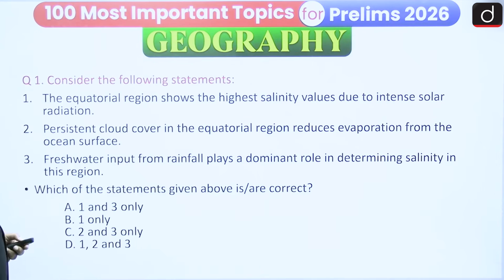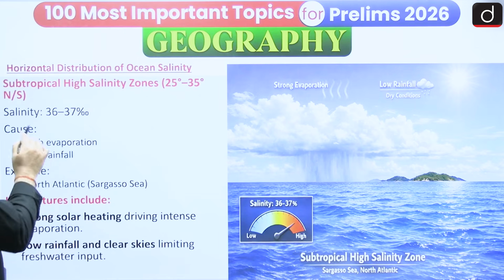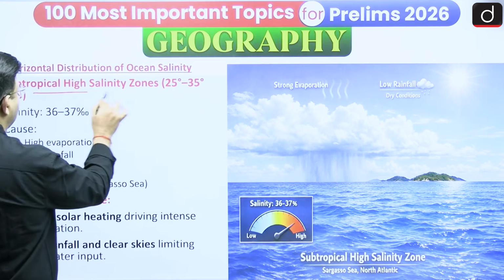Another, freshwater input from rainfall plays a dominant role in determining salinity in this region. So please, we have done all this, and please answer this question accordingly. Okay. And another, horizontal distribution of salinity for the subtropical high pressure.